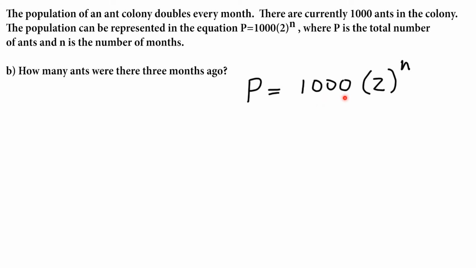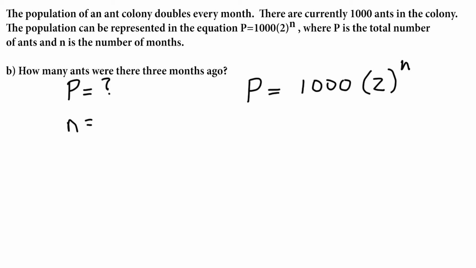And just to point out, the 1,000 represents the initial population. The 2 represents doubling, and n is how many times it is doubling. So I'm going to have my little list off to the side. Do we know what the population is going to be? No, we don't know.